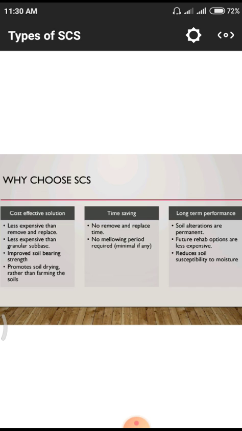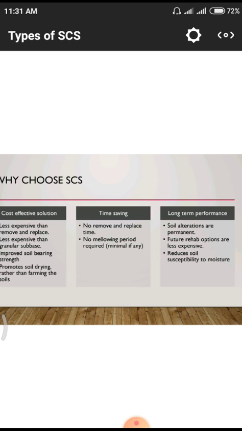Less expensive than removal and replacement. That means we have to understand here: it is less expensive, improves soil bearing strength, promotes soil drying, and in the interest of time we do not have to remove and replace; we only have to go for rolling, and no mellowing period is required. What are the long term performances we will observe? Soil alterations are permanent, future rehabilitations are fewer, and it reduces the soil's susceptibility to moisture.